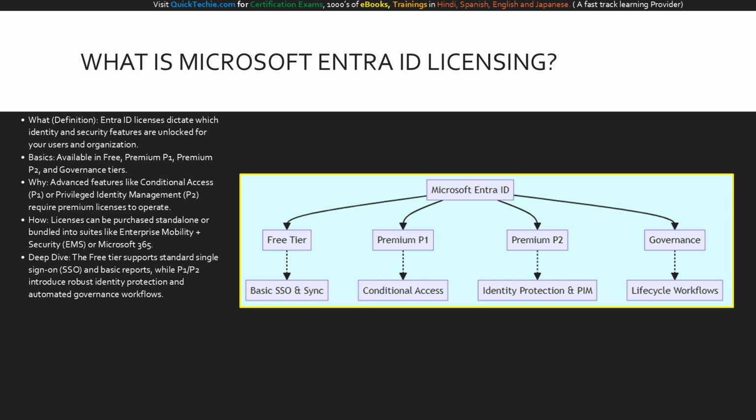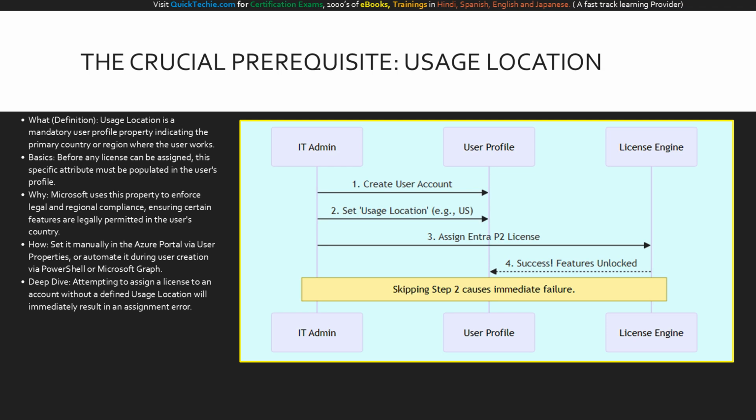for your security requirements. Now that we know the types of licenses available, let's talk about the most common stumbling block administrators face, the usage location property. What exactly is it? It's a required field in a user's Entra ID profile that specifies the country or region where they operate. Looking at our basics and why bullets, Microsoft mandates this because certain cloud features are subject to strict local laws and regional compliance regulations. You simply cannot assign a license without it.